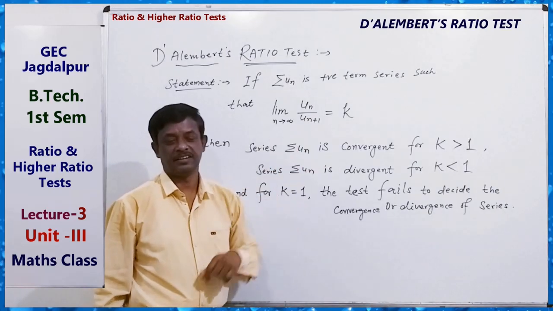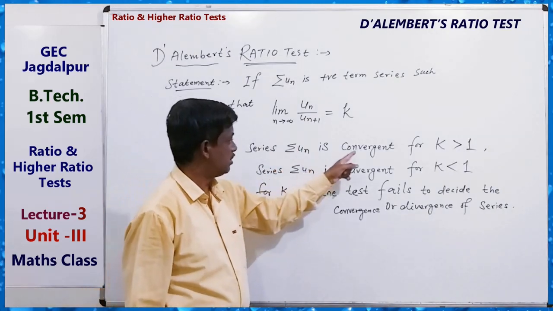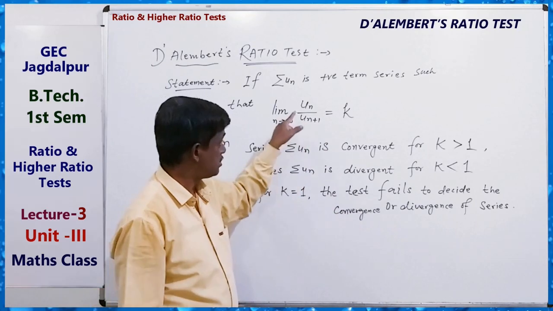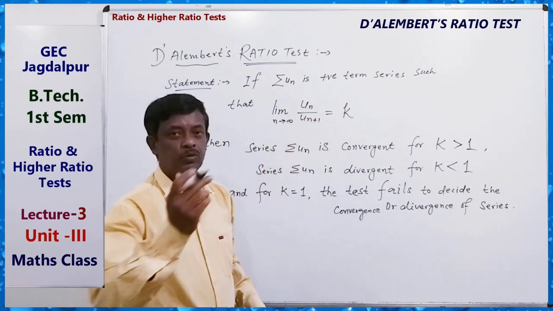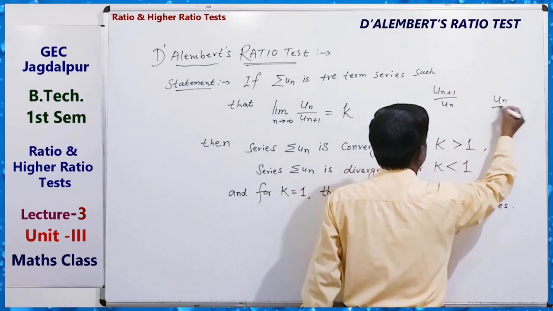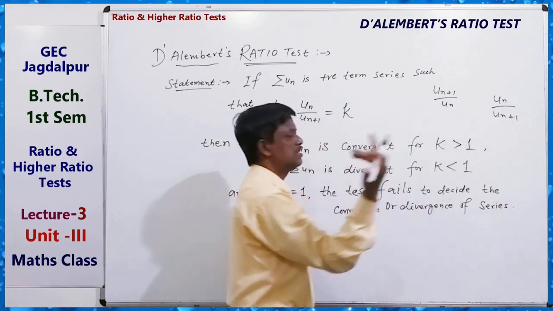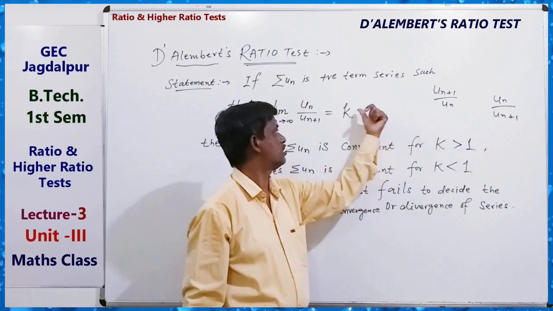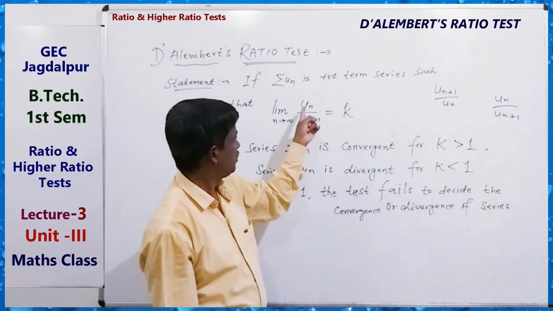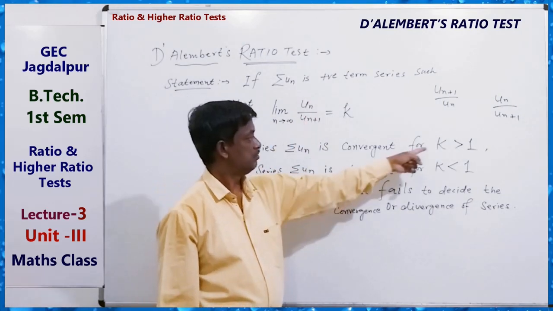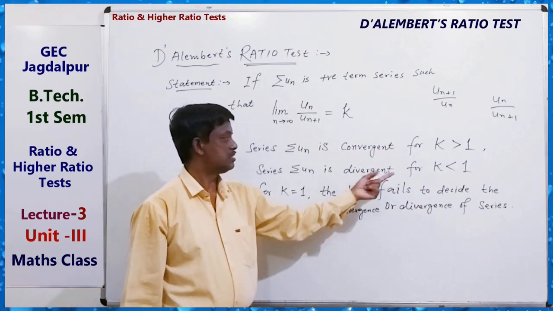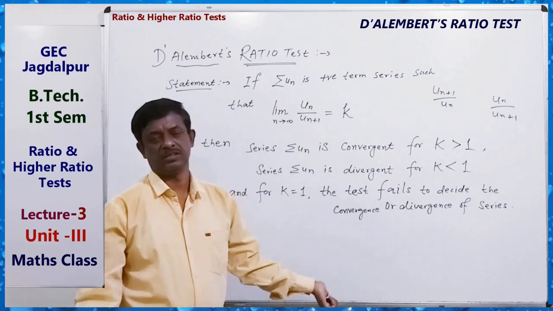Limit is this, suppose. Then the series is convergent for k greater than 1. That limit is greater than 1, convergent for this type of ratio. Because there are two types of writing the ratio: un plus 1 upon un, and also you can find un upon un plus 1. From here it is clear that the first statement was in this form, so less than 1 convergent. But if we take this, then greater than 1 convergent. So if we take un upon un plus 1, then for convergence k greater than 1, for divergence k less than 1, and equal to 1, test fails.